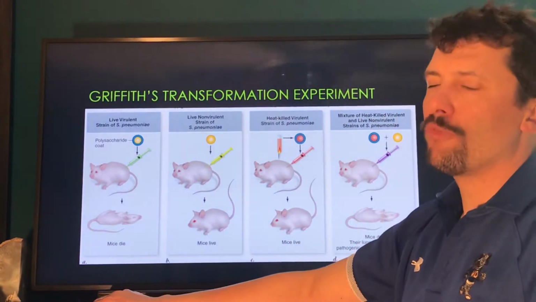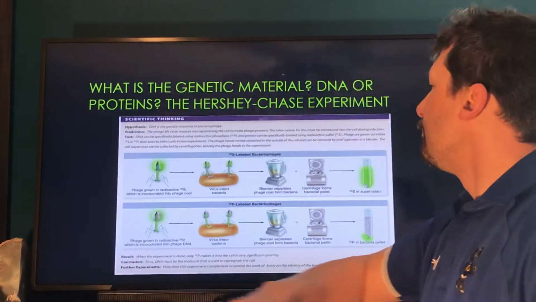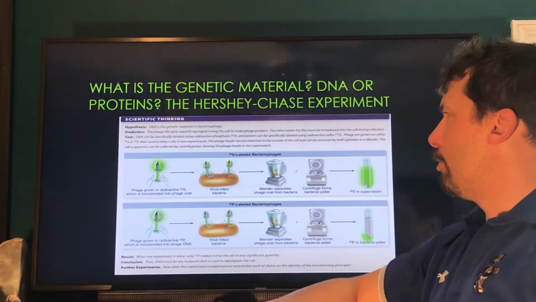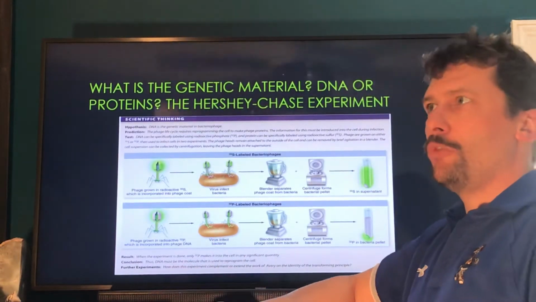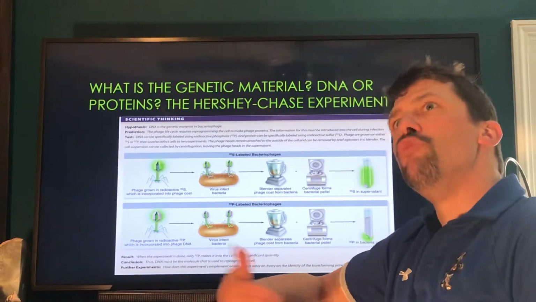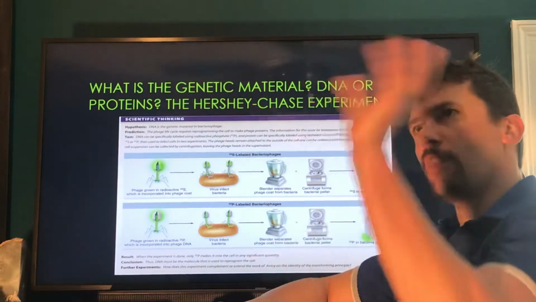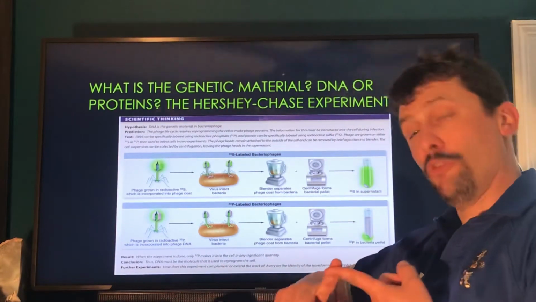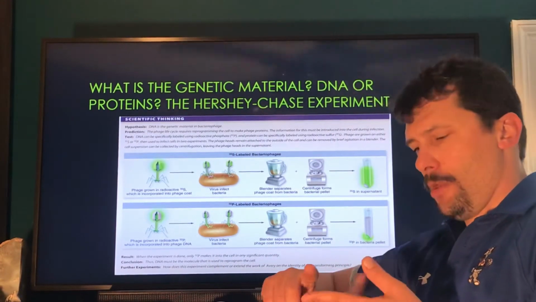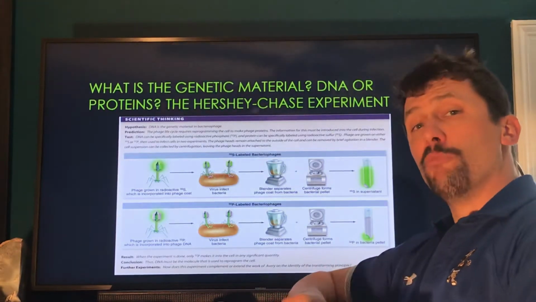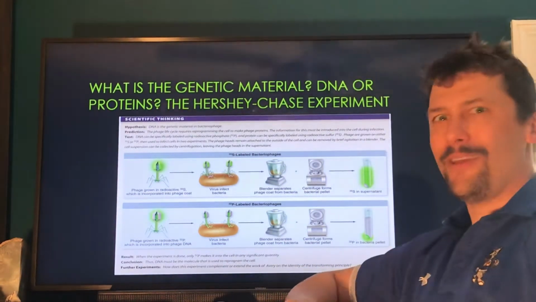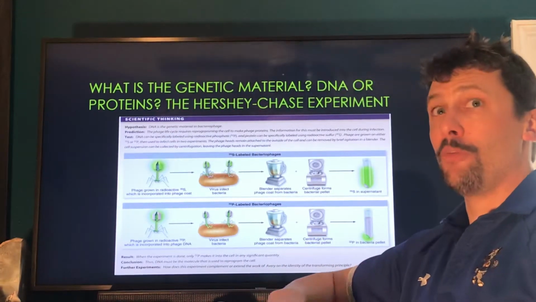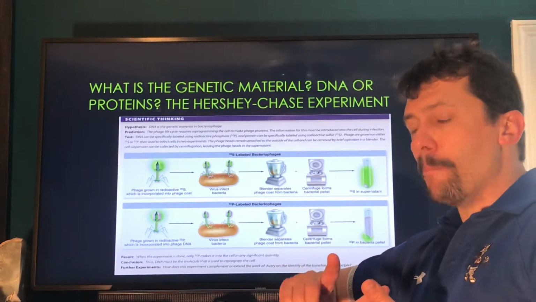Now, they had to do more research to figure this out. So along comes Hershey and Chase, and they did an experiment. The big question at the time was, what's the thing that's getting moved around? What's the information that's moving from the live strain to the non-virulent strain? And there were two ideas. It's either proteins or it's DNA. Most people thought proteins at the time because they're much more complex. DNA only has those 4 bases, so they figured it's not really that complex, and that's probably not what's going to be getting moved. So many people thought proteins.